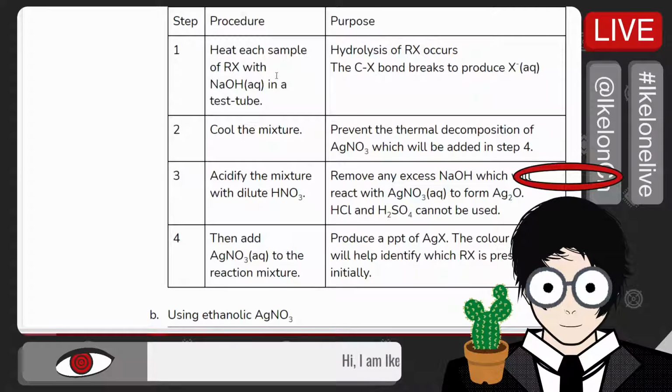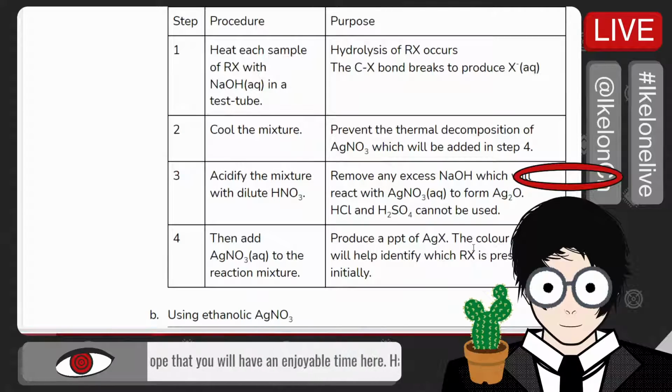And note that we use nitric acid instead of hydrochloric acid or sulfuric acid, because the Ag plus ion from AgNO3 will react with the chloride ion to form silver chloride, and we don't want that to happen. We want it to react with the X minus ion. Same thing for sulfate. The SO4 2 minus ion will react with this ion, and we don't want that to happen. So we can't use these 2 acids. We can use nitric acid. And then, of course, the last step, we add this to it to produce a precipitate of silver halide.